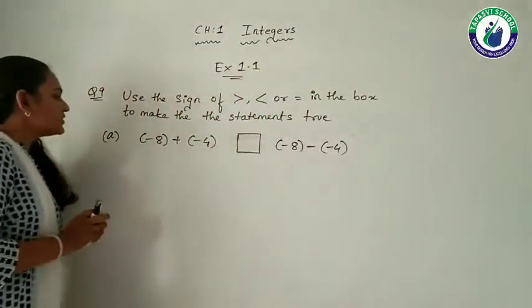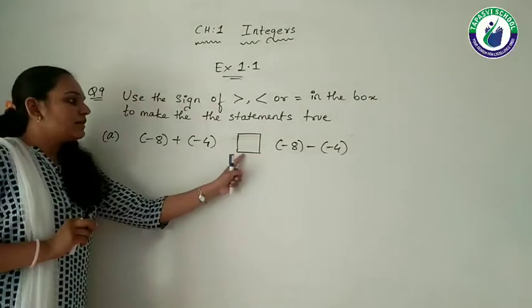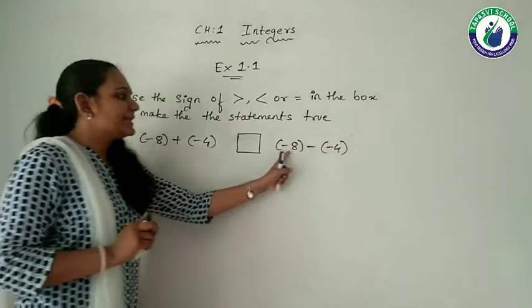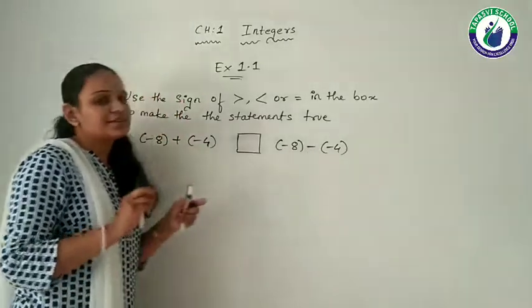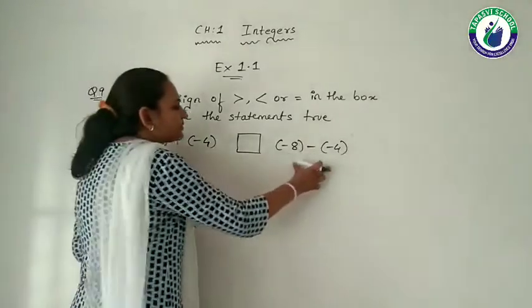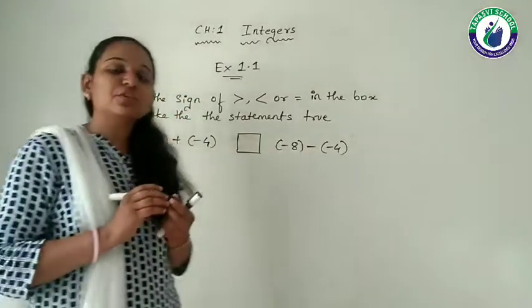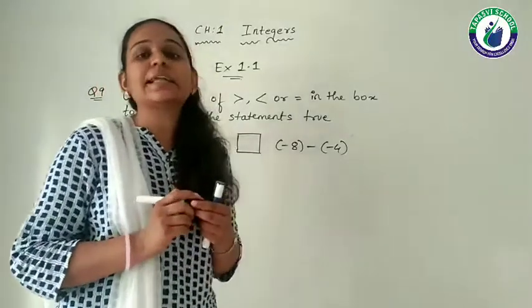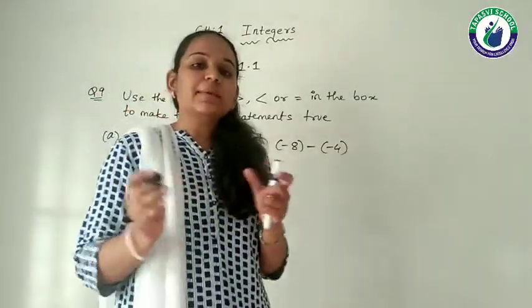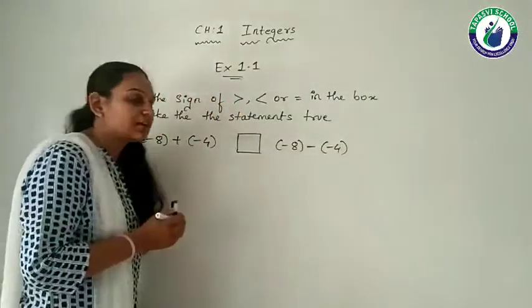Okay, the first question is minus 8 plus minus 4, box, minus 8 minus 4. What are we supposed to do? We are supposed to solve the left hand side and the right hand side. After solving it, we need to give them a sign: less than, greater than, or equal to, depending on the values, right? So let's start solving.